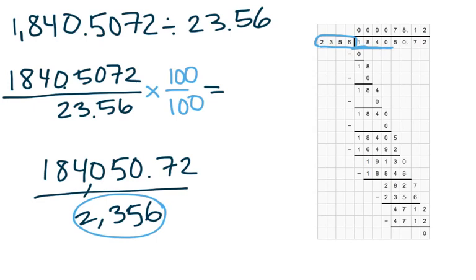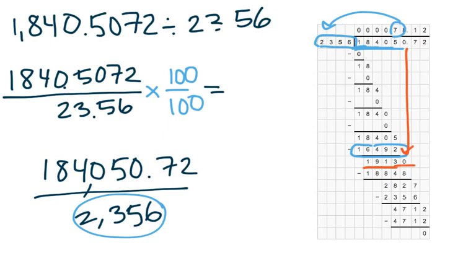And then we have how many groups of 2,356 in 18,405? And the answer here is 7. So 7 times 2,356 gives me 16,492. When I subtract that, it gives me a difference here of 1,913, and then the 0 comes down.